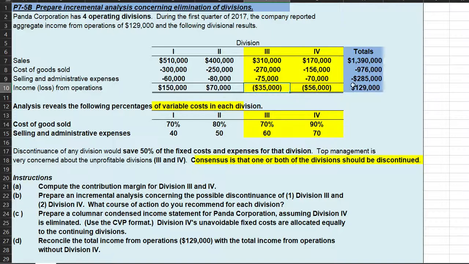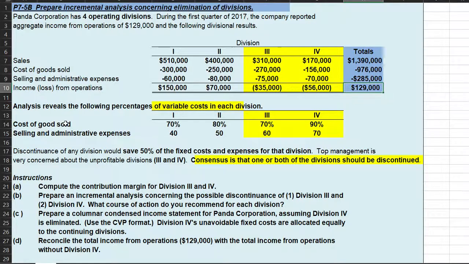Overall, the company is showing a profit of $129,000. And so the question is, are we able to eliminate one or more divisions and improve the profit of the company compared to where it is presently? We have some specific information that we need to deal with.